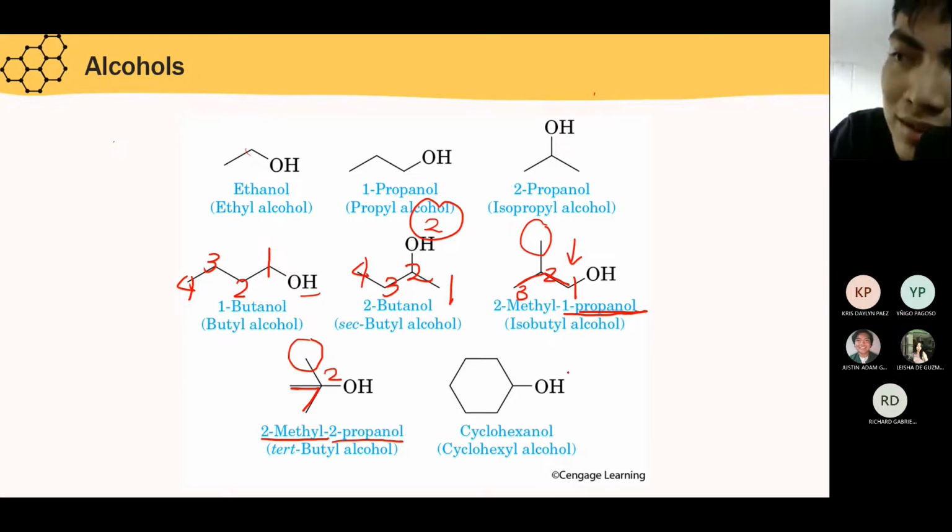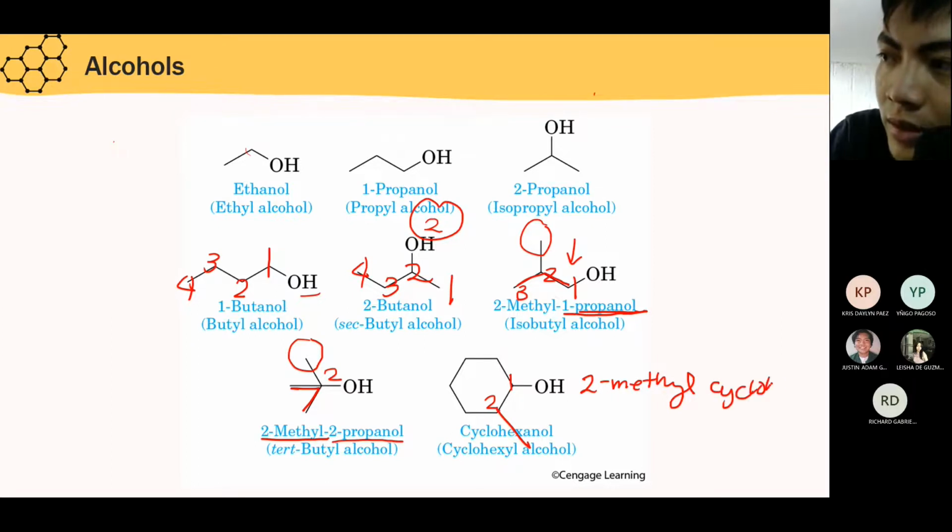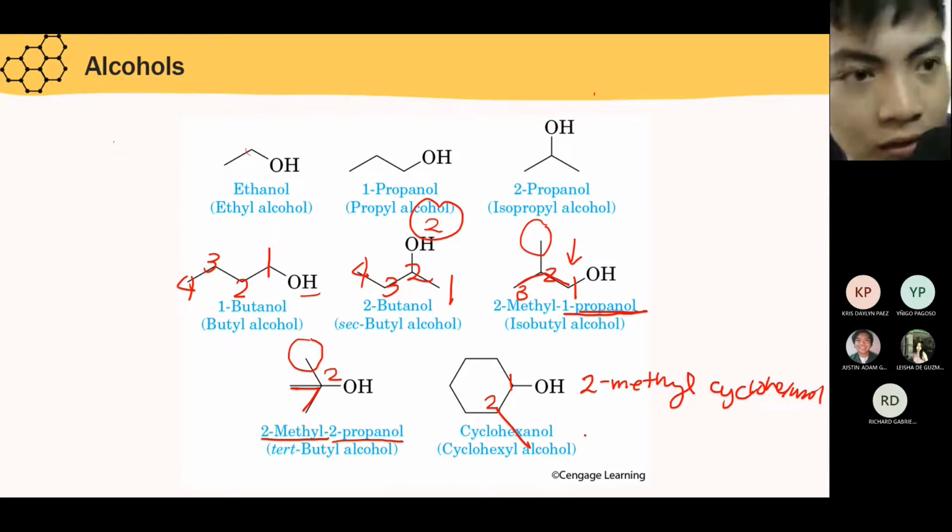Okay? If you have a cyclic compound, just like this, ganun din. Okay? So, cyclohexanol. What if, kunwari, may substituent ka? What will be the name of this molecule? So, ang counting dito is you prioritize the OH. So, siya muna yung bigyan mo na number 1. It's number 2 yan. So, this will be 2-methylcyclohexanol.